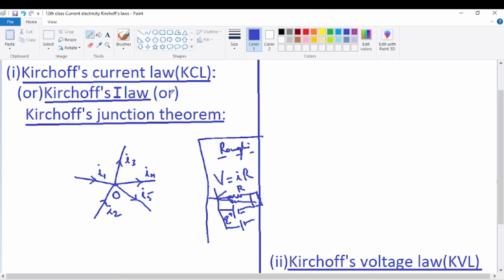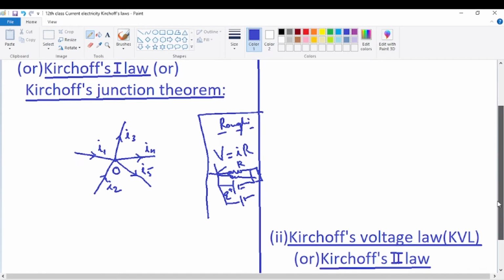So Kirchhoff's current law actually gives a simple relation using which all these currents can be connected. We can get a simple equation. It's also called Kirchhoff's first law because it's related to a junction where a number of connectors are meeting. That's why it's also called Kirchhoff's junction theorem.